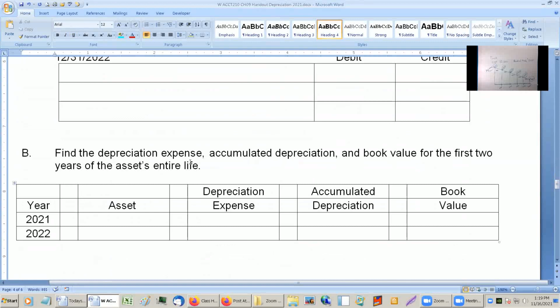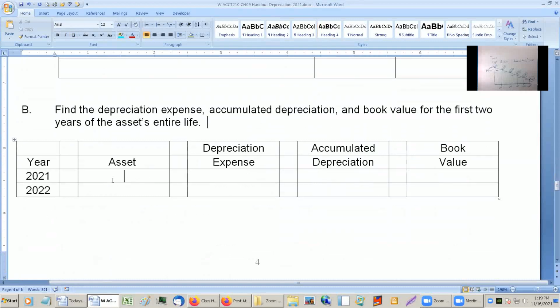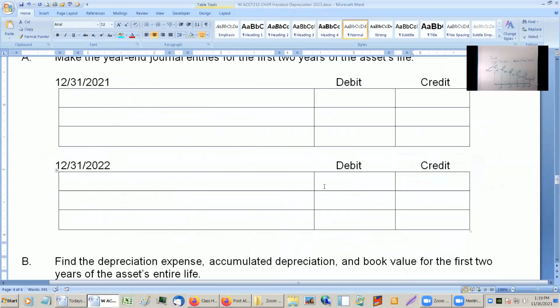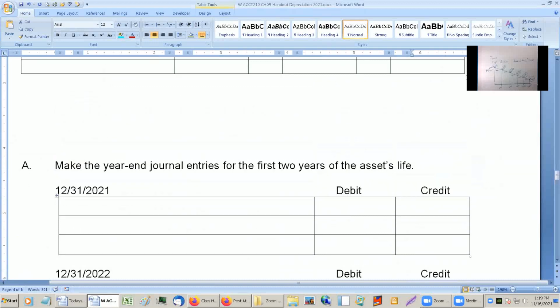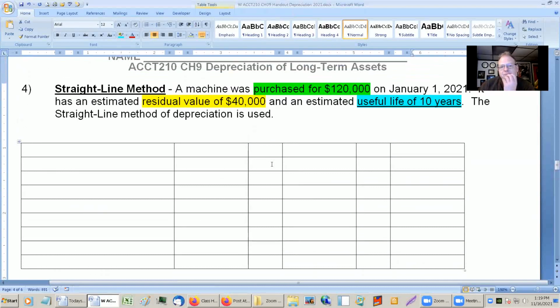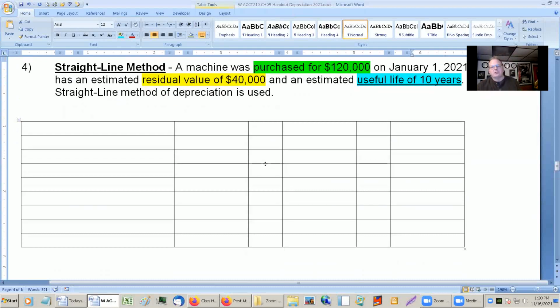Now come down here at the bottom. You just have to do this for the first 2 years. So you don't have to do all 10 years. We could do all 10 years, but just do the first 2 years.